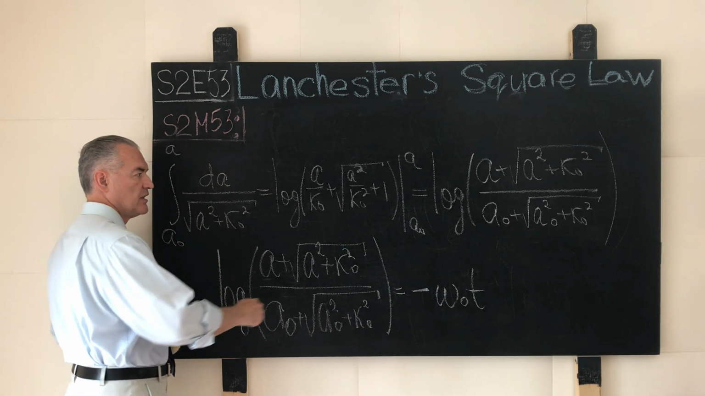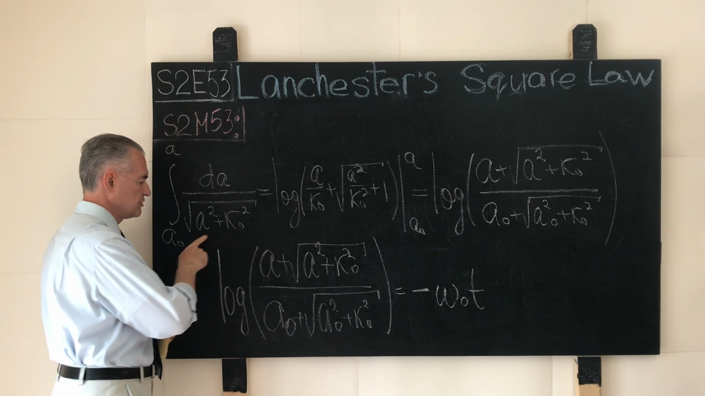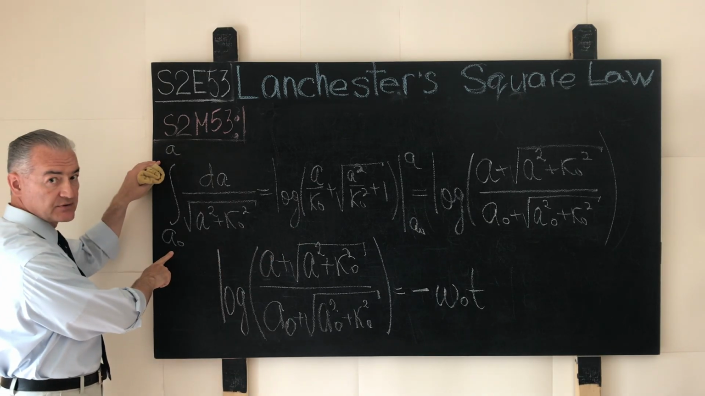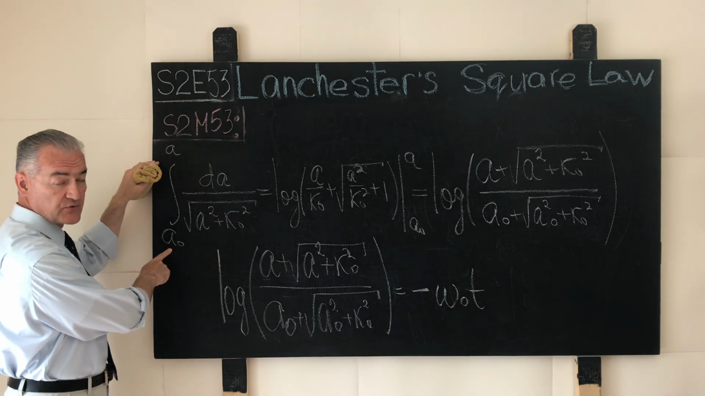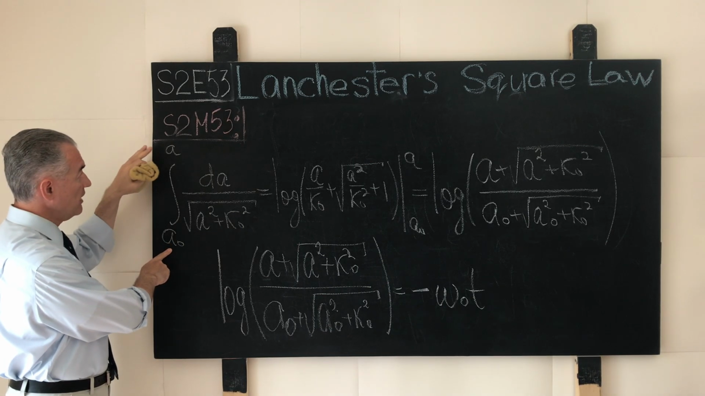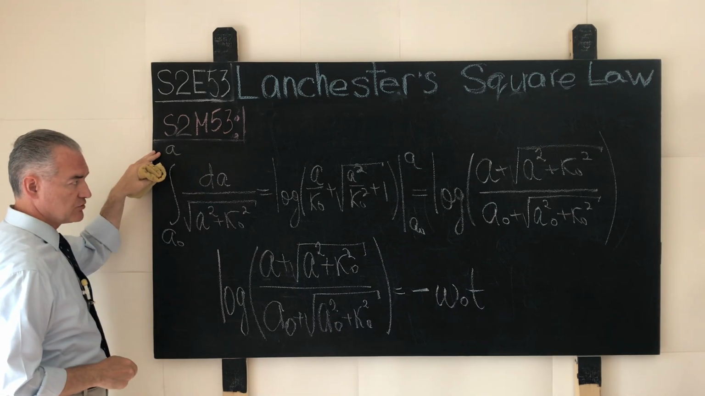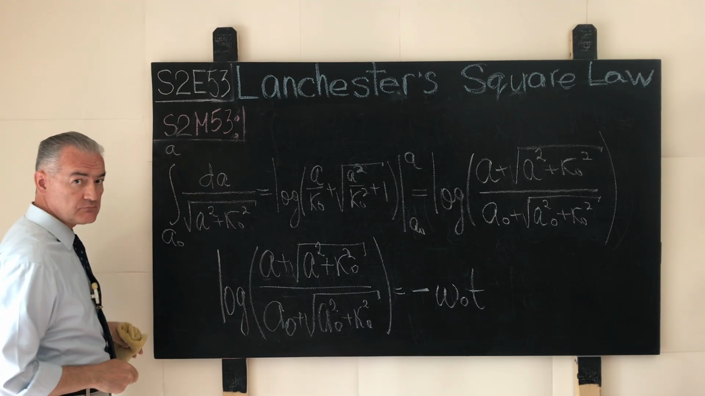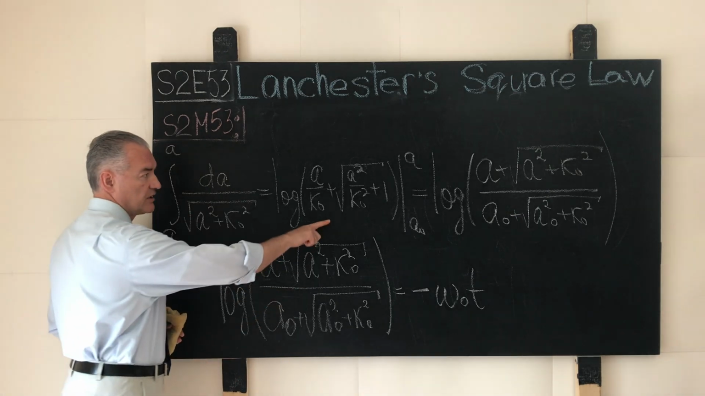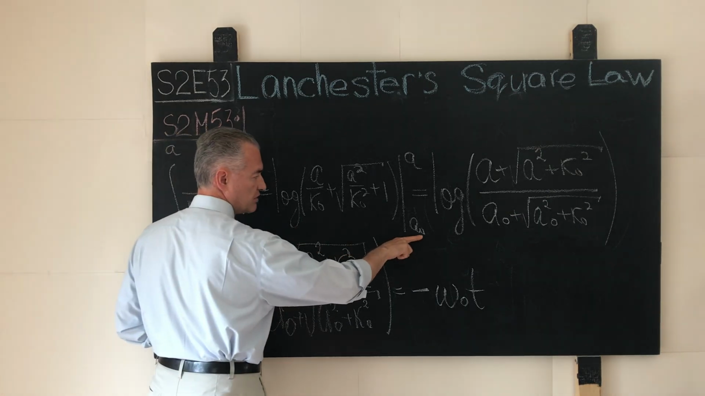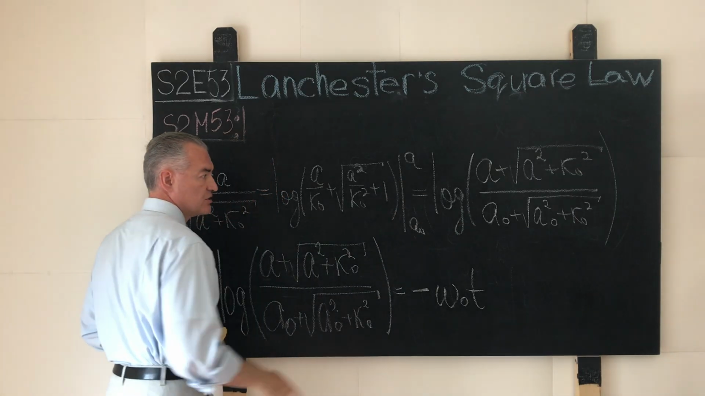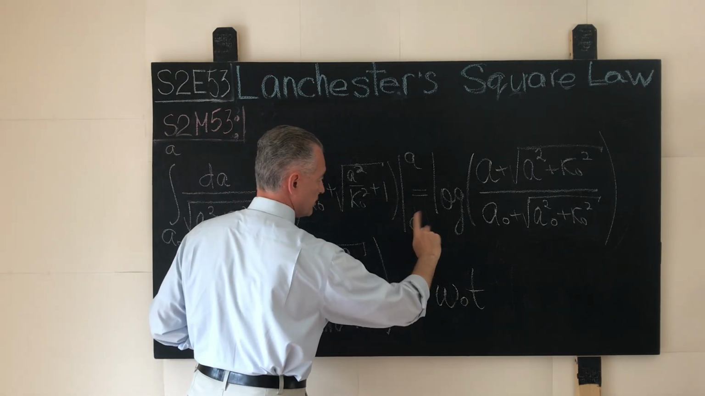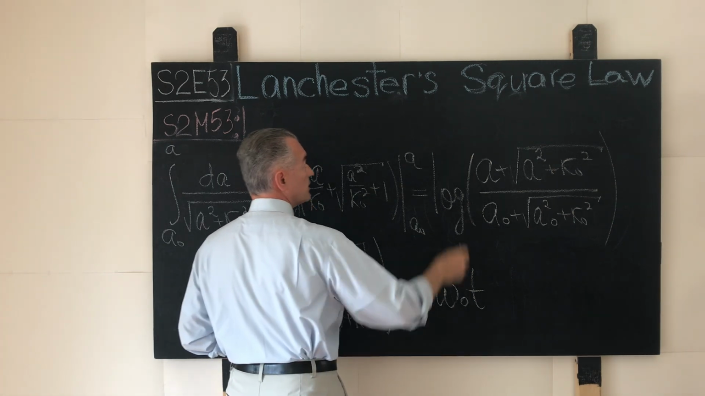Now that we have the antiderivative of our functions, the definite Riemann integral between the boundaries of A0, the initial number of fighting units in the army A, and the current value of the number of the fighting units of the army A, we have this expression. We evaluated between the boundaries of A0 and A and obtained this expression. Again, nothing very complicated.